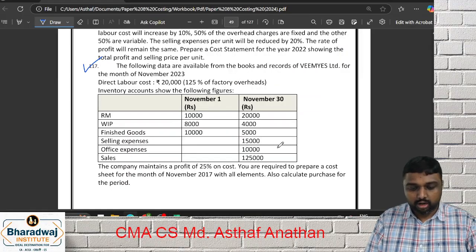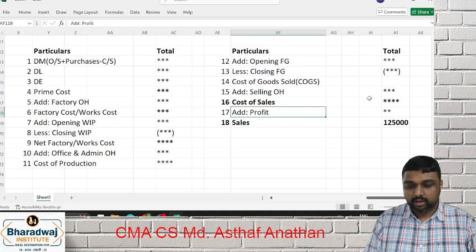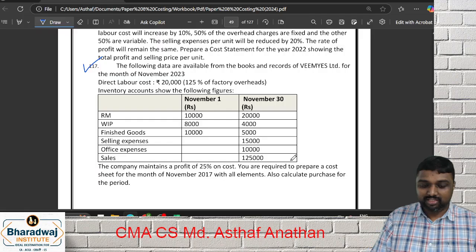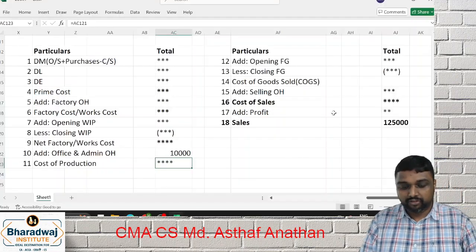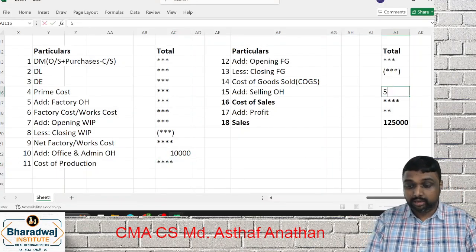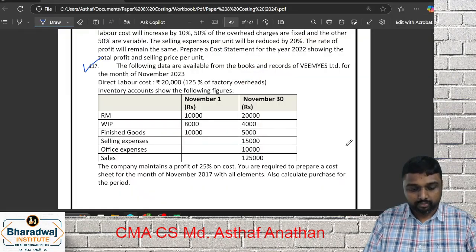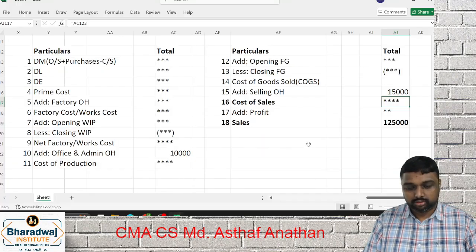1,25,000. What is next? Office expenses. Office expenses we have, yes, 10,000. They will give a different order. See, office is given, later on selling is given, 15,000. So it's a previous year multiple time question, friends. 15,000. Next is what? Finished goods opening.